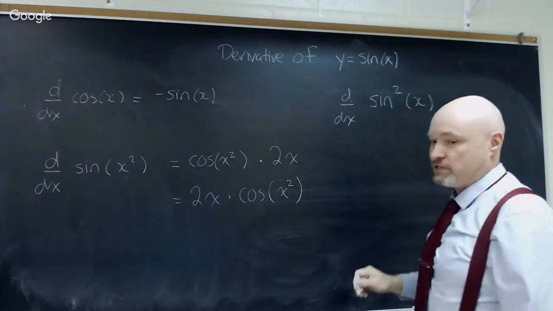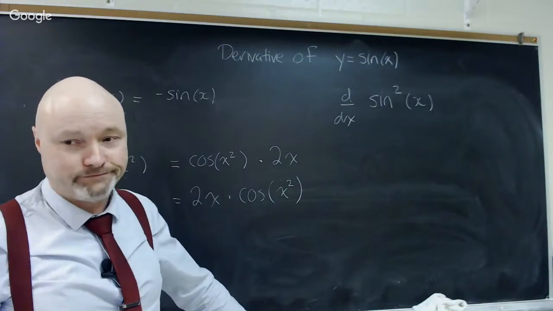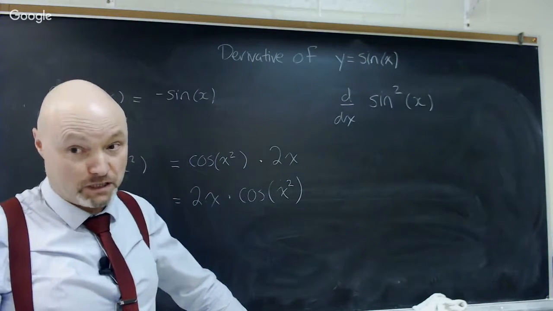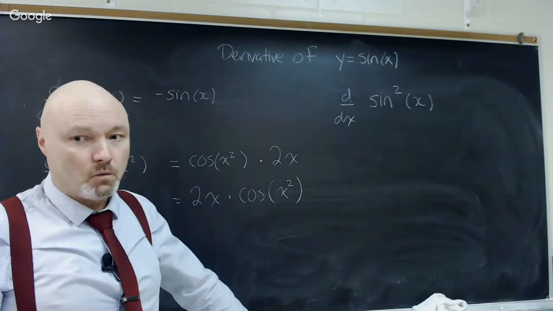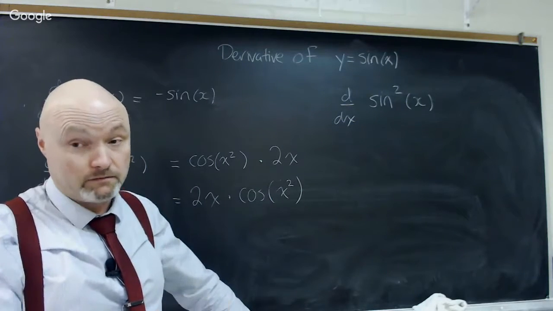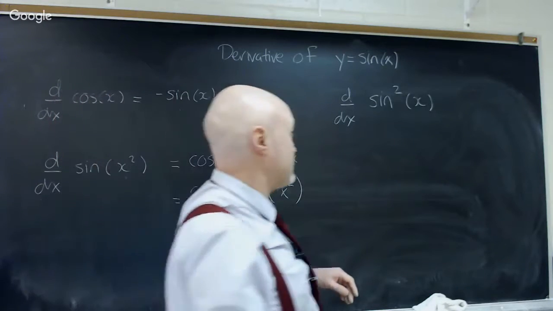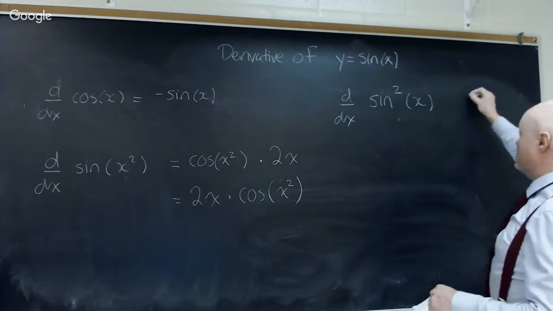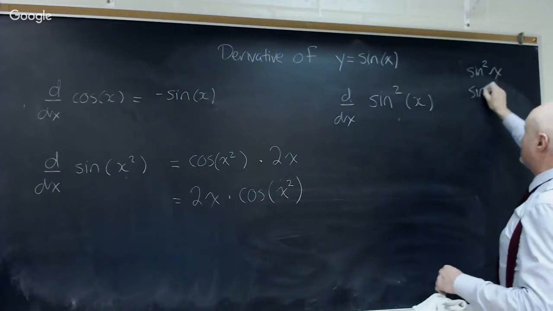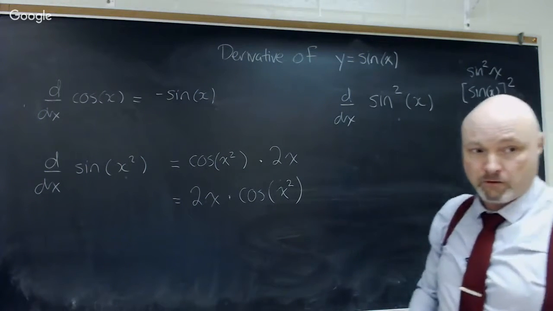Here's the one that sometimes gets people. The derivative of sine squared of x. So this is where people get mixed up about where the exponent goes and what it means. Once again, it's a little bit different, but we still use the chain rule on this one. This time, the outside function is actually the squaring function, okay? Because we could write sine squared x as the same thing as sine of x, squared, okay?